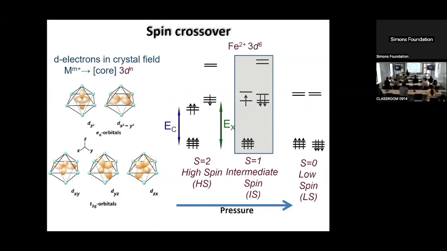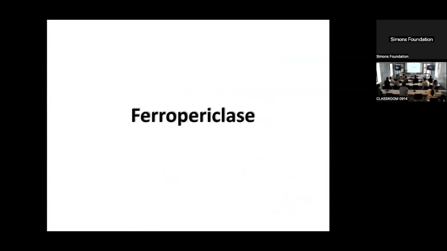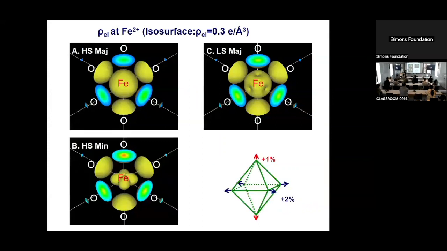So this is the framework, and the calculations we do are single configuration, single determinant calculations, and involve crystal structure relaxation and Jahn-Teller distortions to stabilize these states. So here is what happens.